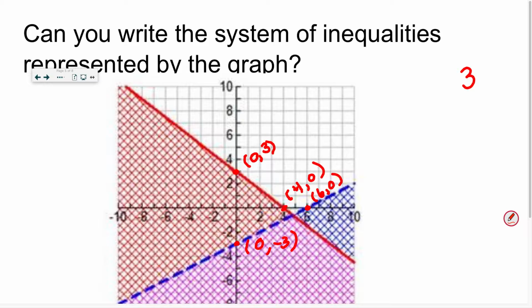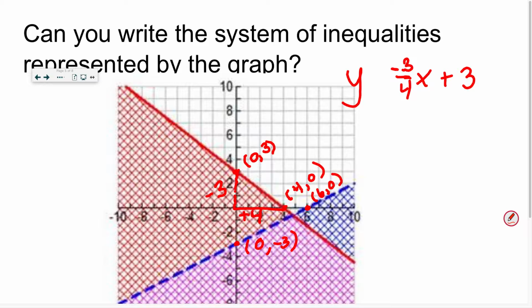Down 3 and over 4. How would you write that? Down 3 and over 4. That's how we got from this point to this point. So what's our slope? Negative 3 over 4 x. Alright, so now we have y something negative 3 over 4x plus 3.